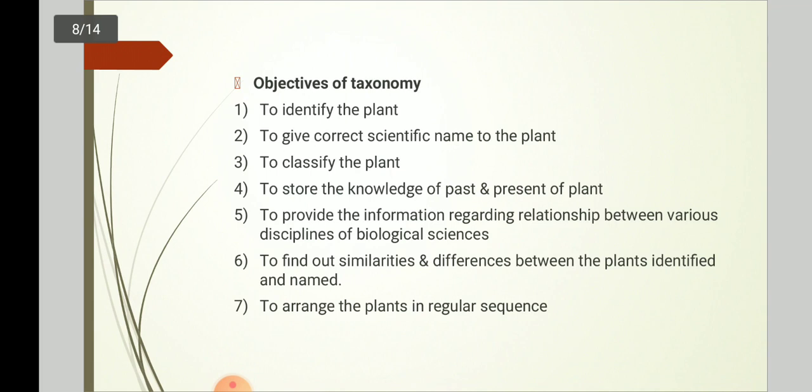Today we will start with the objectives of taxonomy. There are three main objectives of taxonomy: first is identification, second is nomenclature, and third is classification. So the first objective of taxonomy is to identify a plant. Second objective, to give a correct scientific name to the plant, that is nomenclature. And the third objective is to classify the plant.